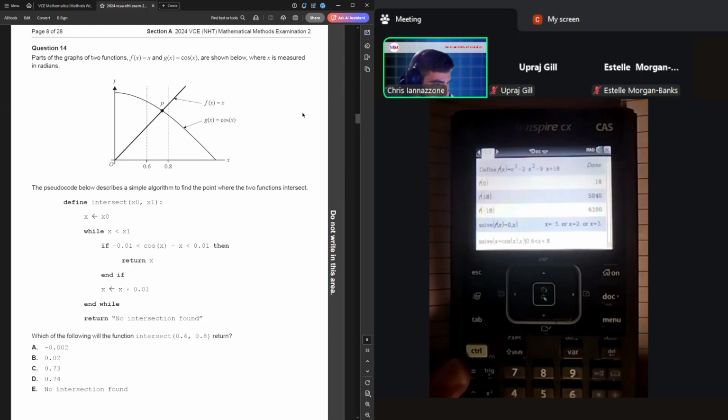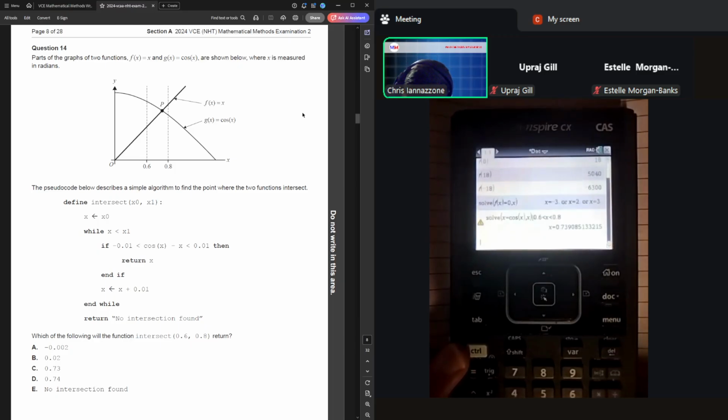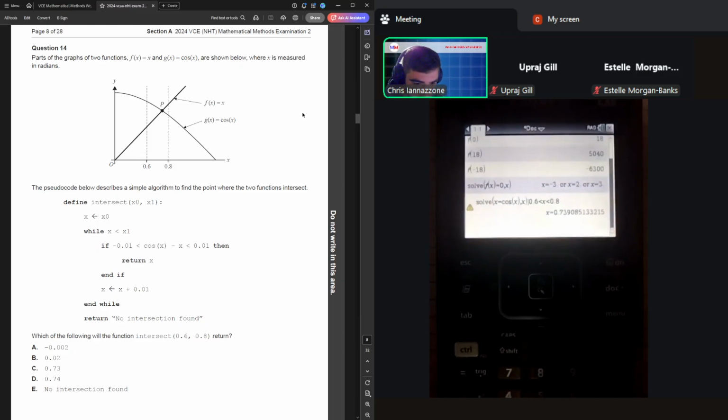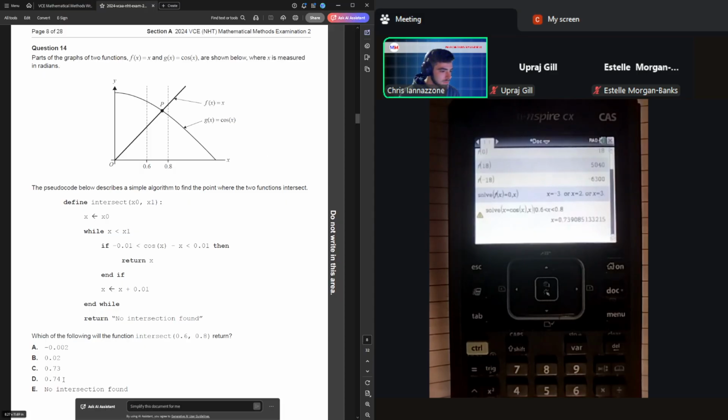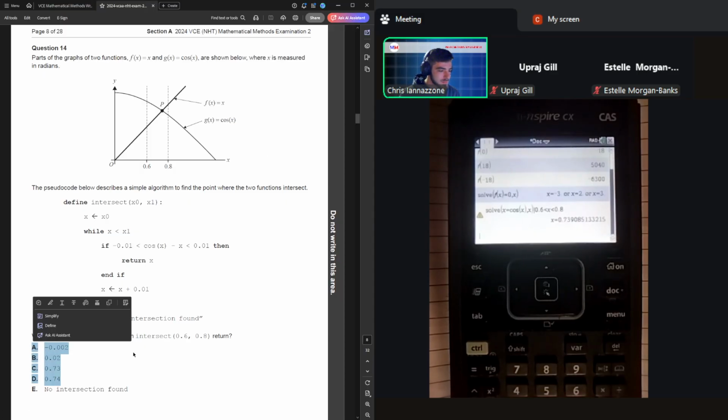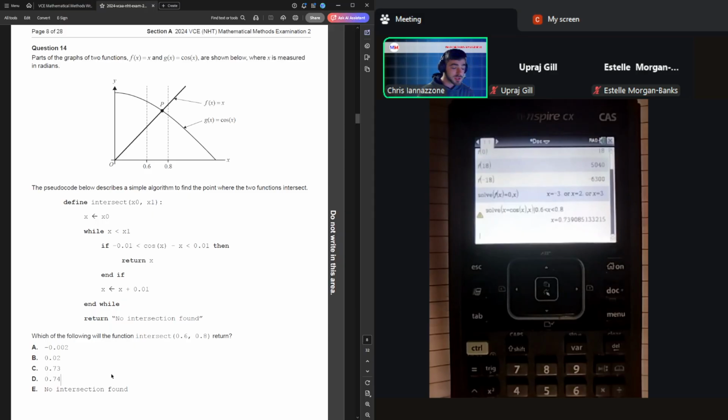So 0.6 to 0.8, we know is roughly where that's going to be. Control Enter, and we can see that the exact value, or I guess the best value we would have would be 0.739-ish. Now, that's not any of the answers in here, which we have close, right? We have 0.73 and 0.74. So that pretty much narrows our focus into what we expect our answer to be.